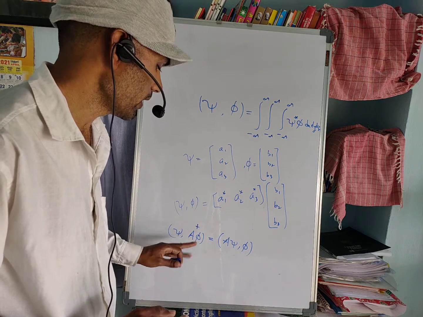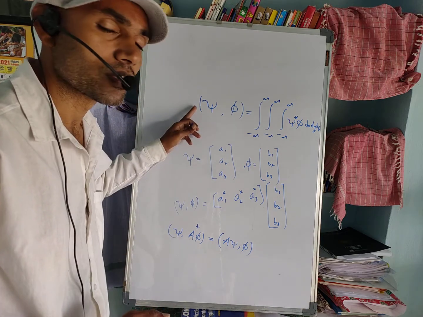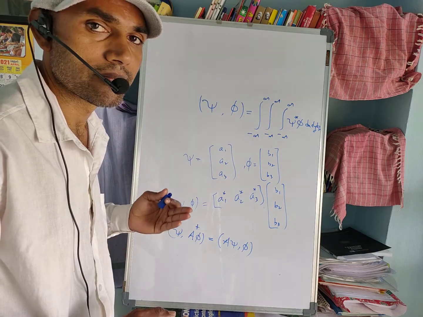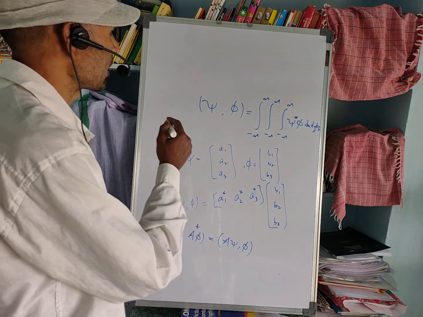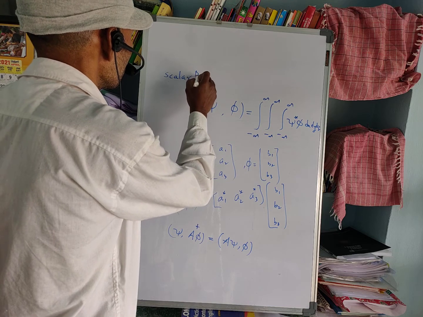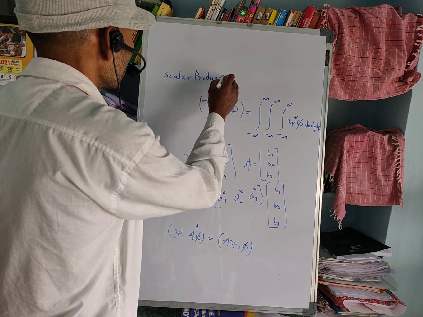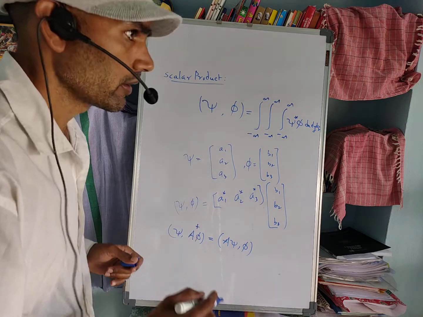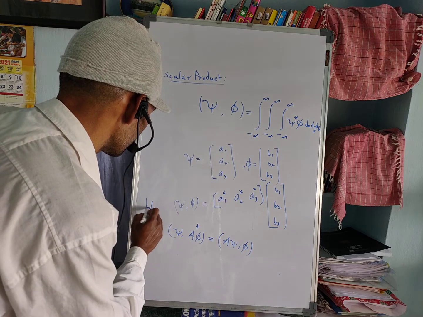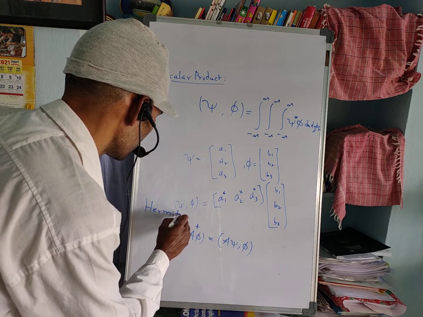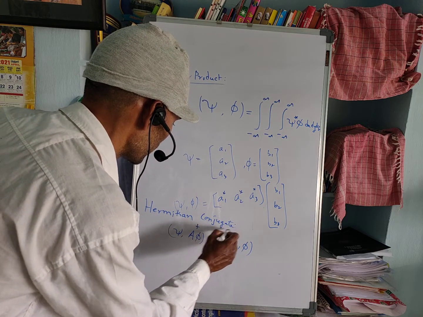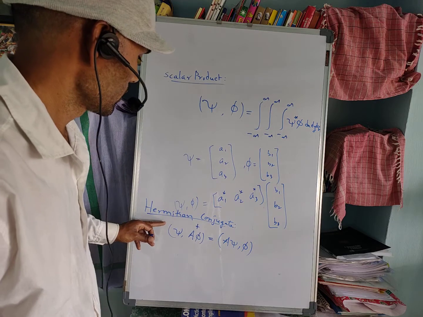So A dagger is defined through the definition of scalar product of two state functions. Let me put subheadings here. All we were discussing here was the scalar product of psi and phi, and here it is the Hermitian conjugate defined using the definition of scalar products.